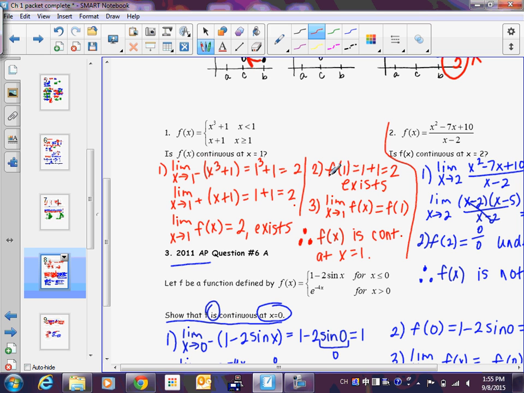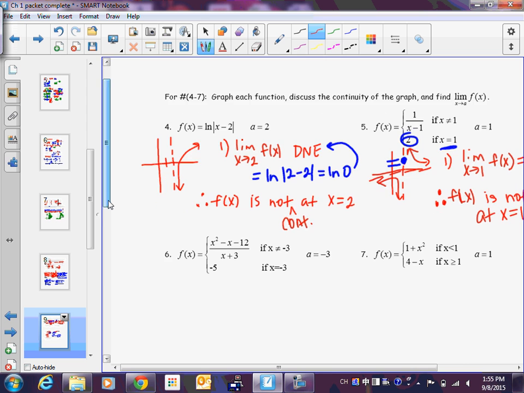The second thing you had to show was what f of the number was. And this is where you look for the or equal to. Okay, you had to show what it equaled, show that it exists. And then the third thing was just stating the obvious, that they're equal to each other. The limit is equal to the point, therefore f of x is continuous. Now, if any of these are not true, then you would say they're not continuous.